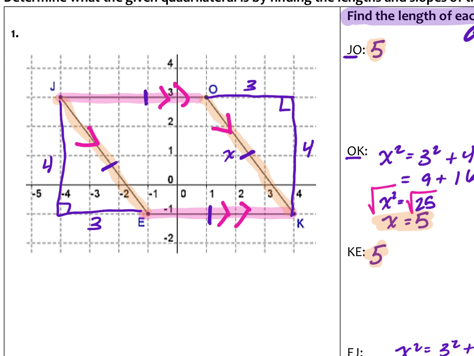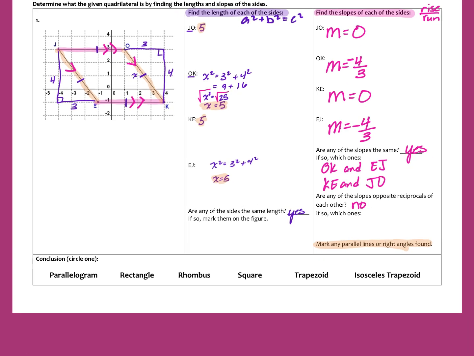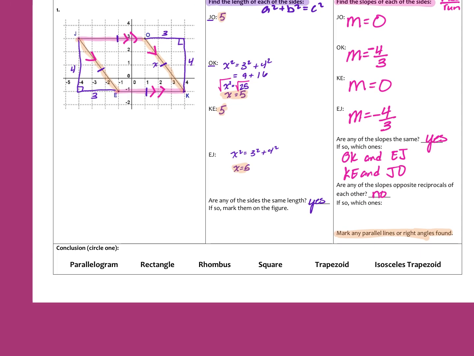Okay, everyone good? According to our notes from yesterday, which one of those is this? It's got 4 equal sides and opposite sides are parallel. Parallelogram, rectangle, rhombus, square, trapezoid, isosceles trapezoid. It's one of them. Which one? Parallelogram? So parallelogram has 4 equal sides.